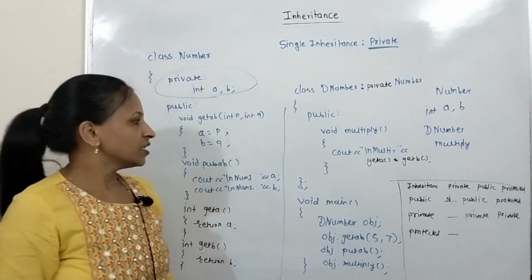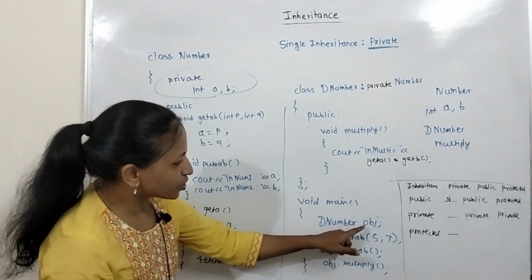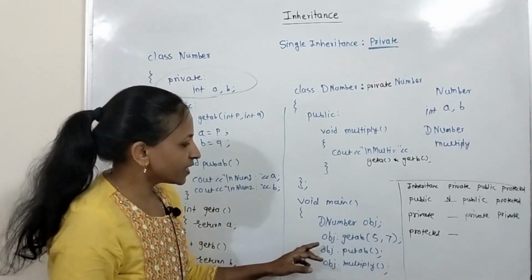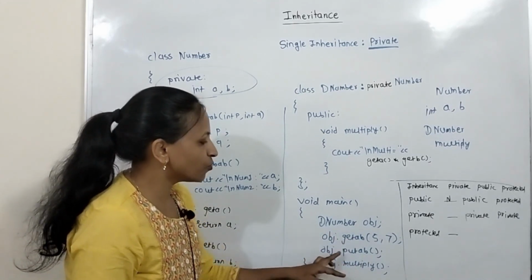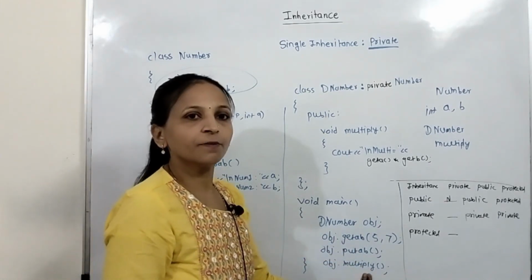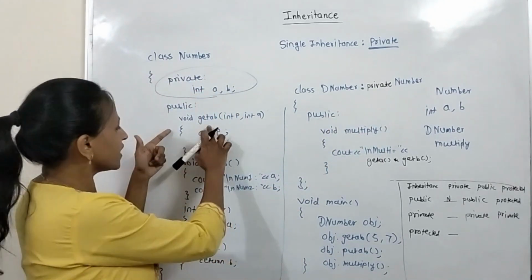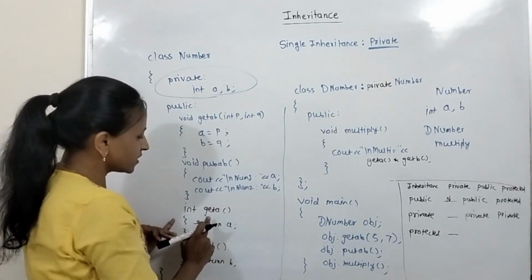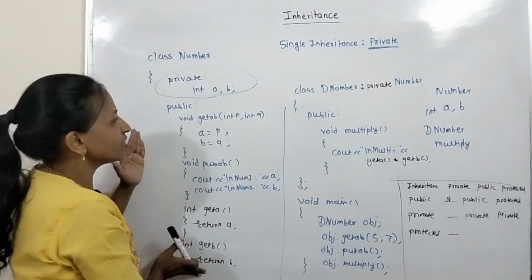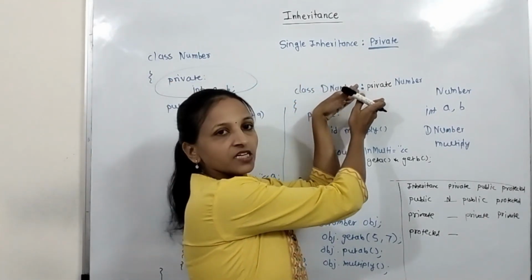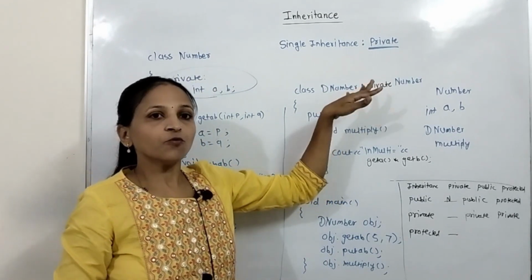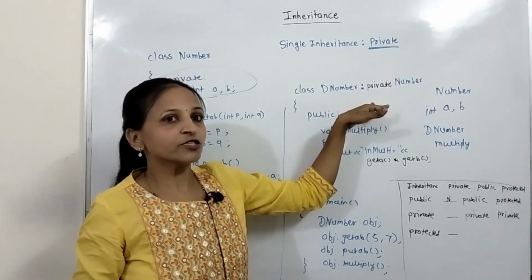Getting? See here I am creating an object of the D number class, and I am directly accessing obj.getAb, obj.putAb and obj.multiply. Here this is private, that's why this getAb, putAb, this getA and getB, everything will become private in this derived class. Now private is not accessible outside that class.